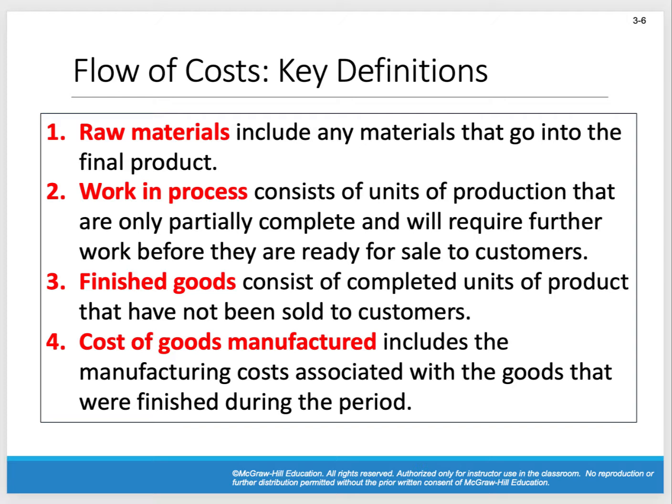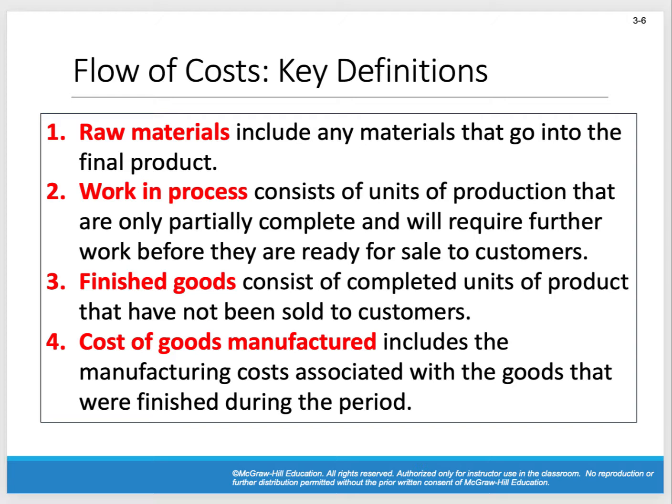Finished goods, hey, these are completed units of a product, right? They just haven't been sold yet. Think of it as a bucket. It's a completed good that's just waiting for a customer to come buy it. Okay. Later on in this chapter, we're going to see how to prepare the cost of goods manufactured statement. The cost of goods manufactured statement is a statement that includes all manufacturing costs that are associated with the goods that were finished during the period, right?